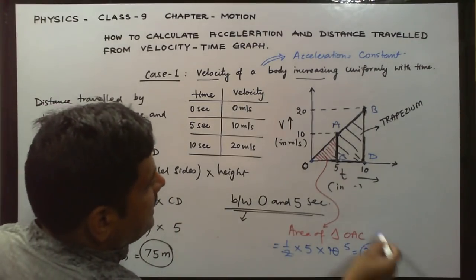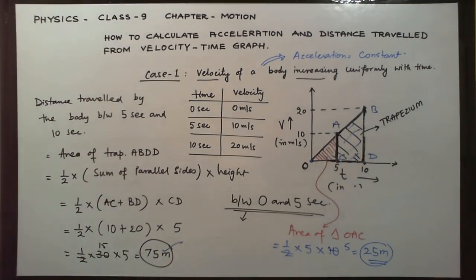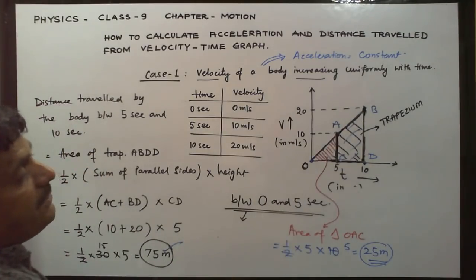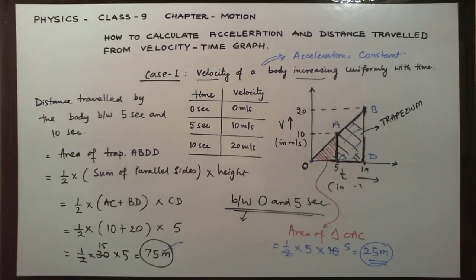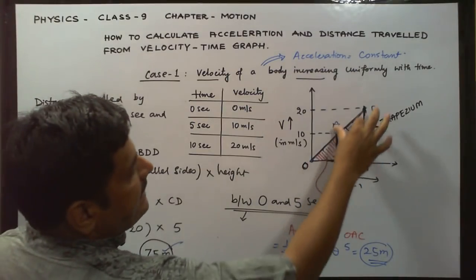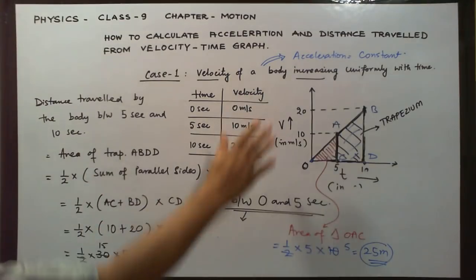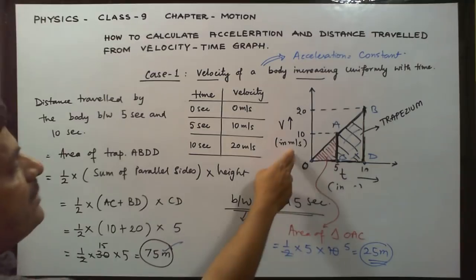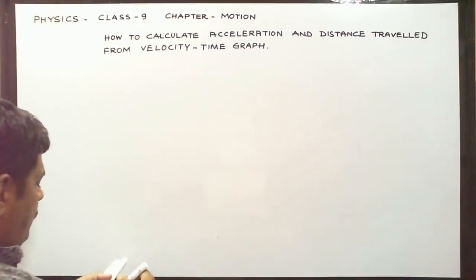So this is 25 meter here, here it is 75 meters, so the total distance would be 75 plus 25, 100. Now if you see the total area, what is the total area? Half into 10 into 20, you will get 100 meter again. So you can find out this area, and then add them up to get the total distance traveled by the body. So how are we calculating the distance traveled from the velocity time graph? We are enclosing the graph with the time axis and calculating the distance traveled. So what is the distance traveled?